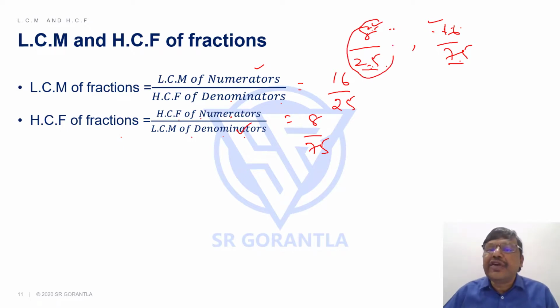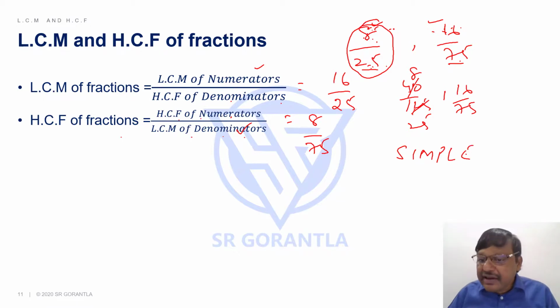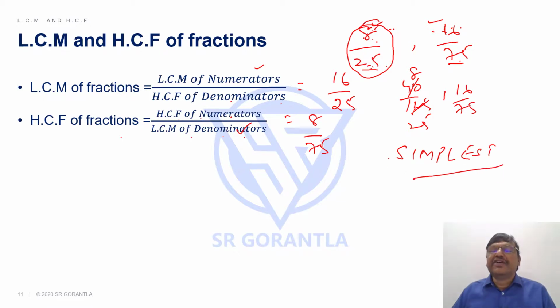Instead of giving you 8 by 25, if I give you, suppose, 40 by 125 and 16 by 75, you can't directly apply the rule there. For 40 and 125, there is a common factor 5. You first cancel that, express the fraction in the simplest form, and then try this formula, please. If you directly do this, you may get a different answer, which is not right. So this is how you find LCM and HCF of fractions.